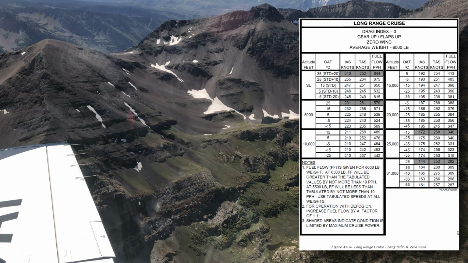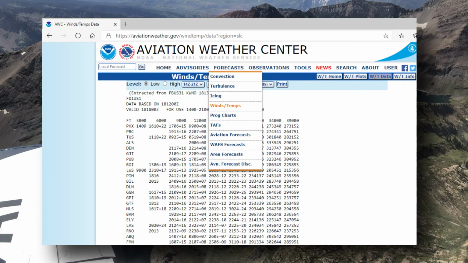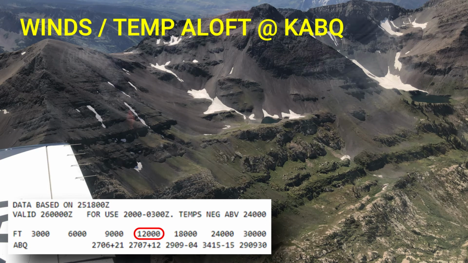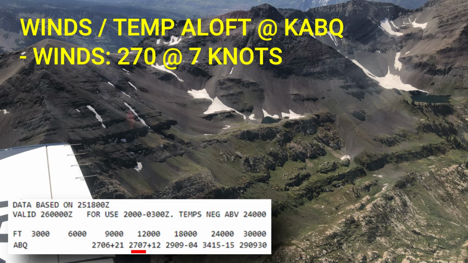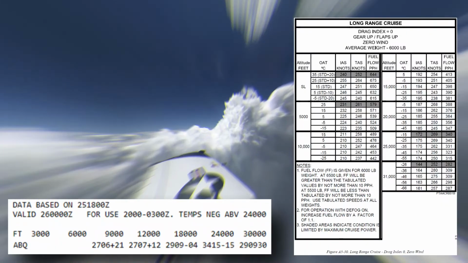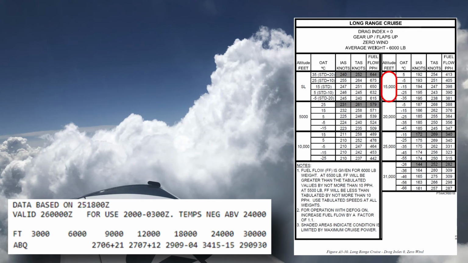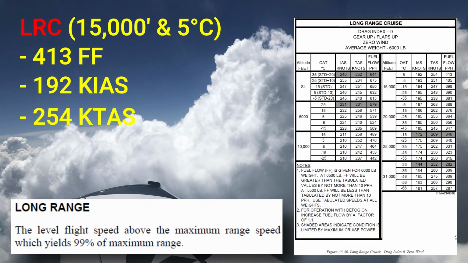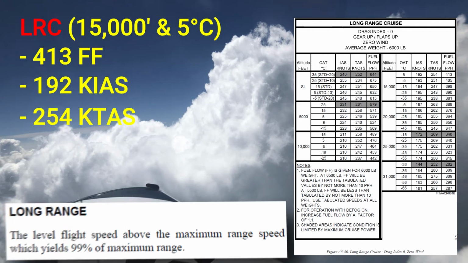Other than ForeFlight, you can get this information from Aviation Weather Center as seen here. For example, winds above Albuquerque at 12,000 feet are 270 at 7 knots, and the temperature is 12 degrees Celsius. Looking at the long-range cruise charts for 15,000 feet, clean configuration, no wind, and an average gross weight of 6,000 pounds, if the outside air temperature is 5 degrees, a fuel flow of 413 pounds per hour should give you 192 knots indicated, 254 true, and yield 99% total range that max range would give you.